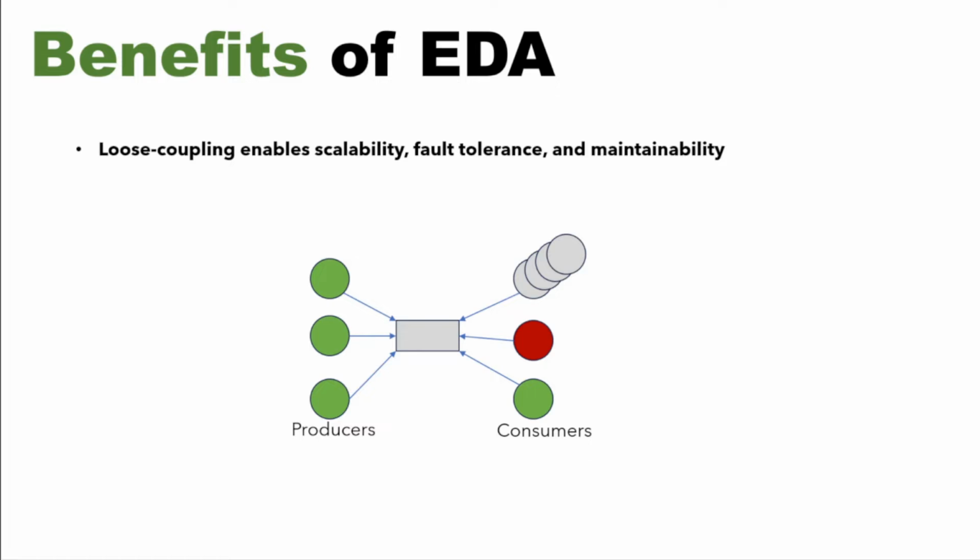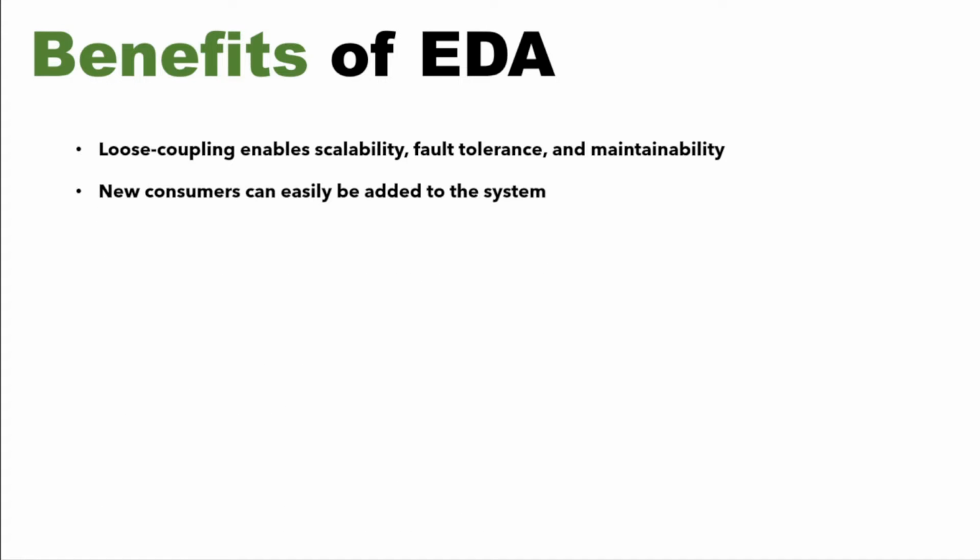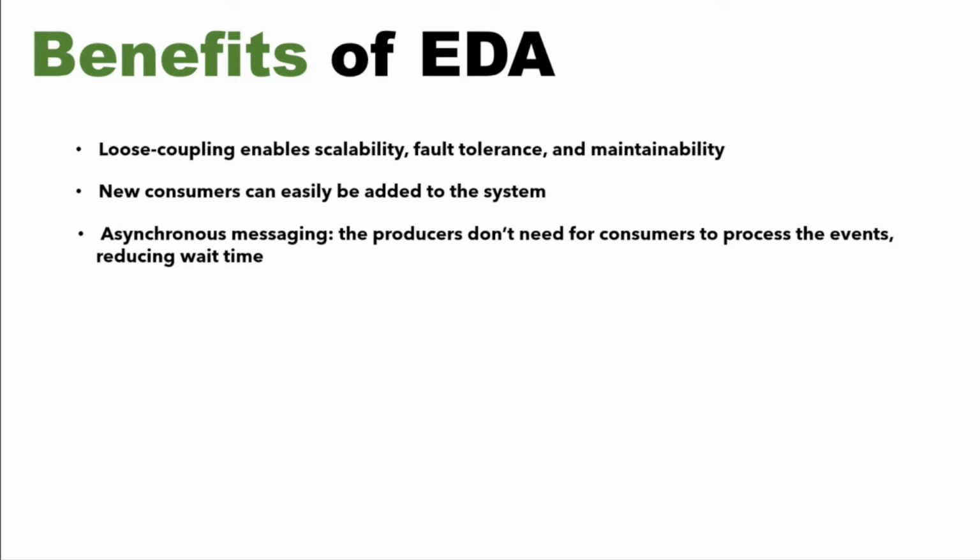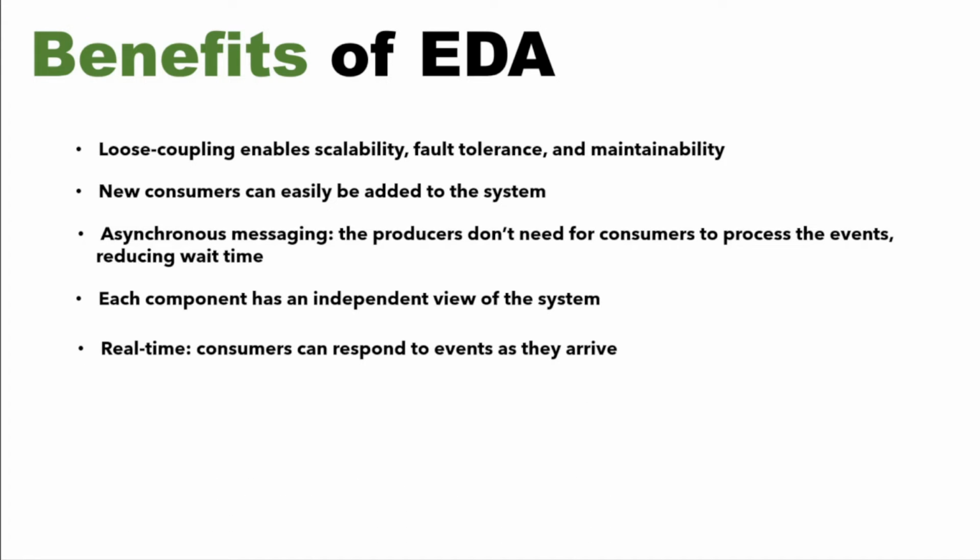the system are functioning. Other benefits of this type of architecture include the fact that new components can easily be added to the system. Also, asynchronous messaging means that producers don't need to wait for consumers to acknowledge that they have received an event. Also, each component has its own independent view of the system. As we mentioned earlier, producers don't necessarily know about who the consumers are, and consumers vice versa only know about the events and not the producers. Also, this architecture allows real-time event processing, as consumers can respond to the events as soon as they arrive.